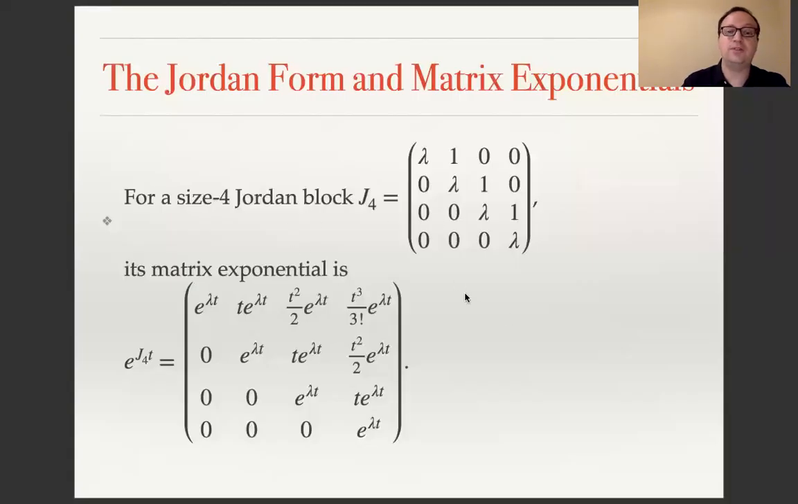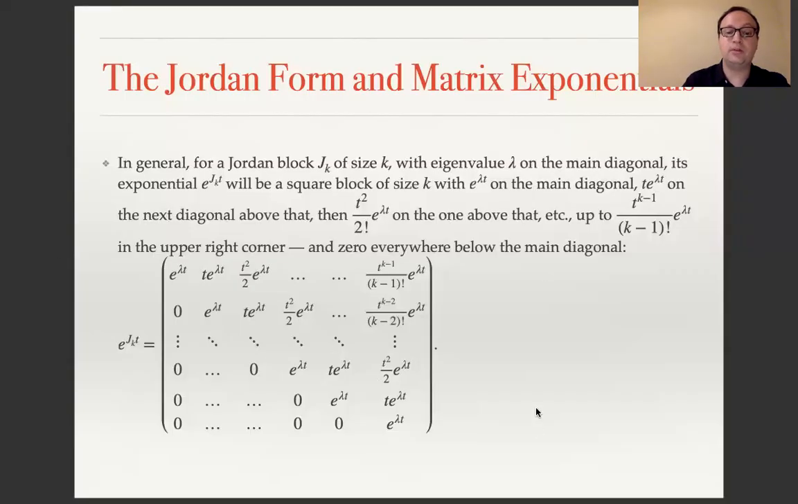And what about for a size 4 Jordan block? So its matrix exponential is again a size 4 block, but it's not a Jordan block. It has e to the lambda t on the main diagonal, t e to the lambda t immediately above that, then t squared over 2 e to the lambda t on the diagonal above that, and t cubed over 3 factorial e to the lambda t in the upper right corner, and 0 below the main diagonal.